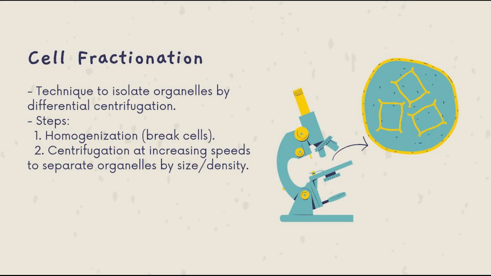To study organelles, scientists use cell fractionation. The first step in cell fractionation is to break cells into pieces, or homogenization. The second step is to spin them fast in a centrifuge. Heavy parts sink first, then light parts stay on top. This helps us learn about each organelle.